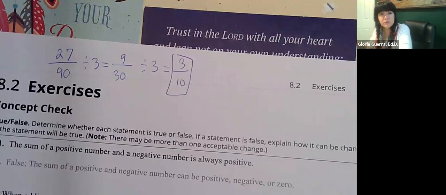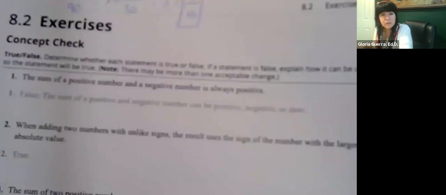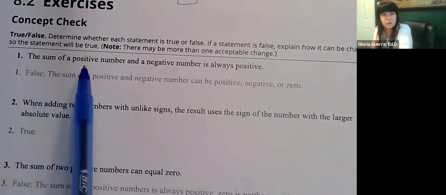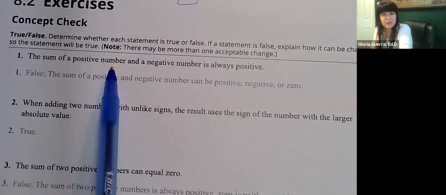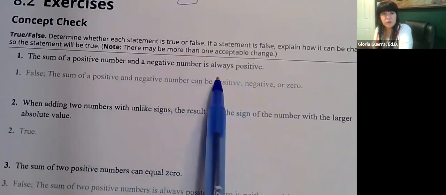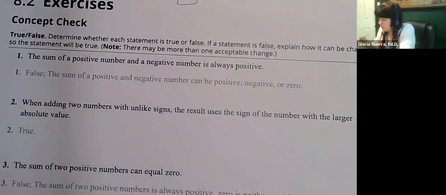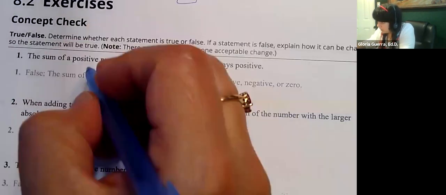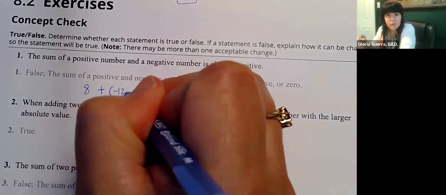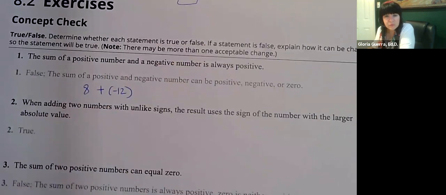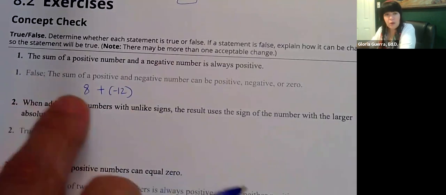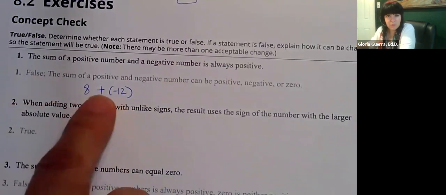Let's see, I guess I can go over these while we're here. It says the sum of a positive number and a negative number is always going to be positive. So if I try to make something up, the sum of a positive number, I'll just put 8, and a negative number, I'll just pick negative 12, is always going to be positive. Well, the book's saying that's false. And here, all you have to do is think of an example where it would come out false.